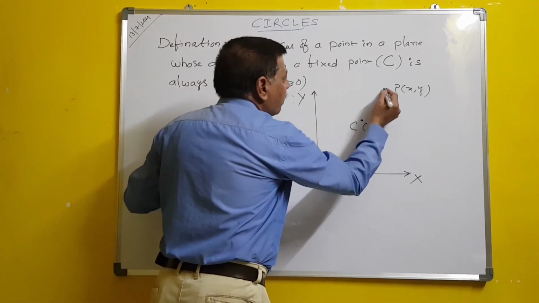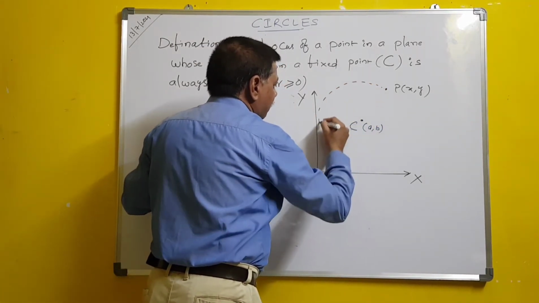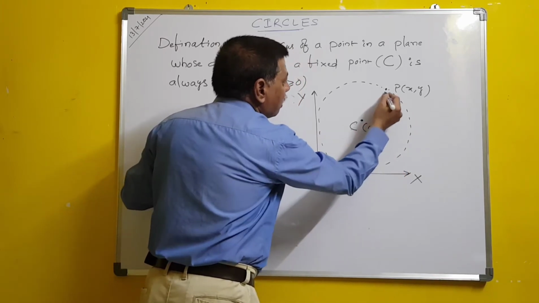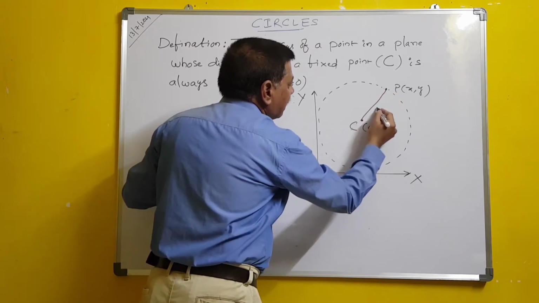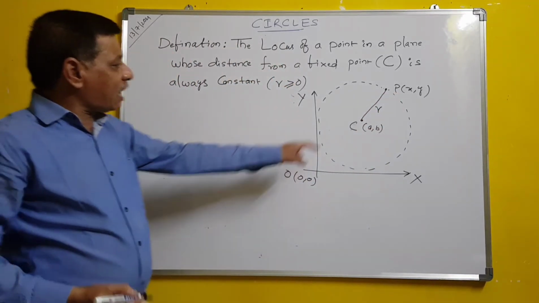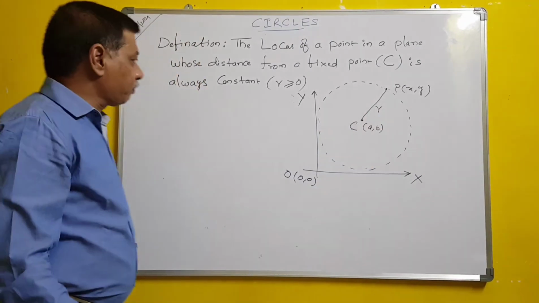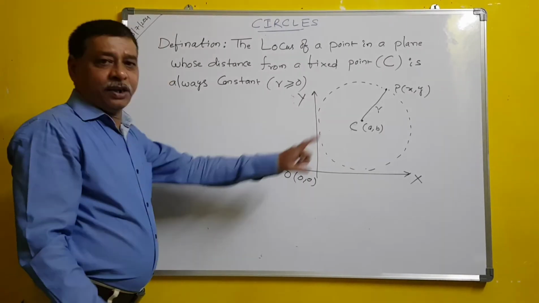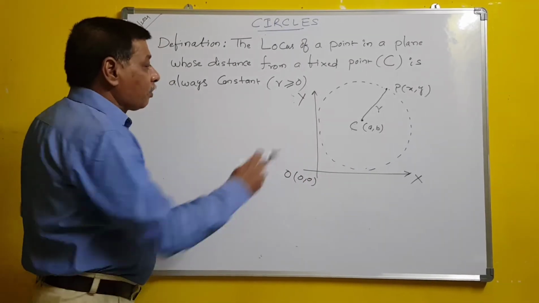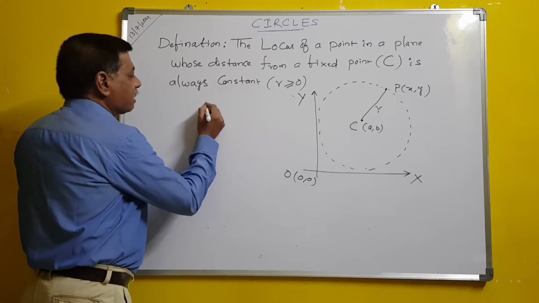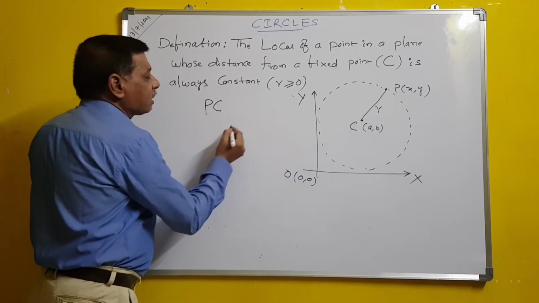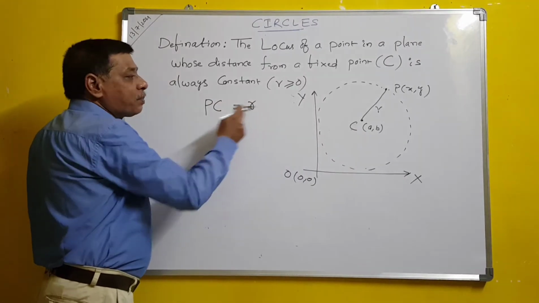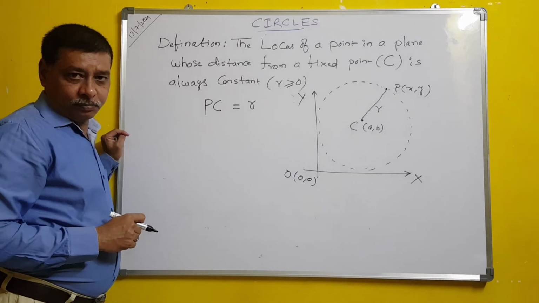Now from this moving point P or locus point, the distance is always constant. So when it is moving, from P to C, the distance is always constant, and that constant distance is equal to the radius. So this is the definition figuratively that I tried to explain. Now from this figure, what we understand is that the distance from P to C is always equal to the radius. So this is my algebraic expression of the locus.